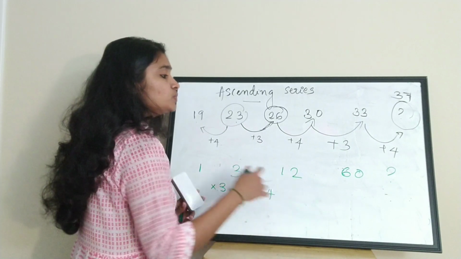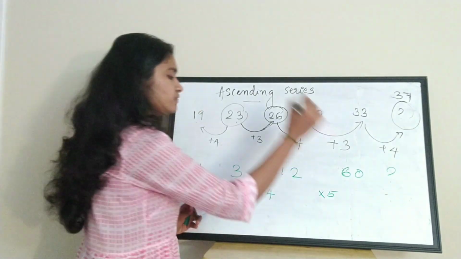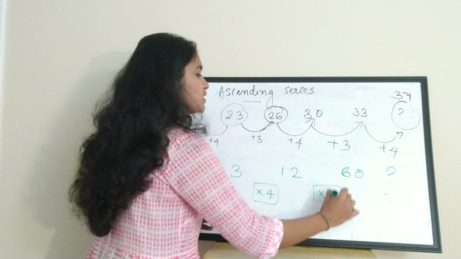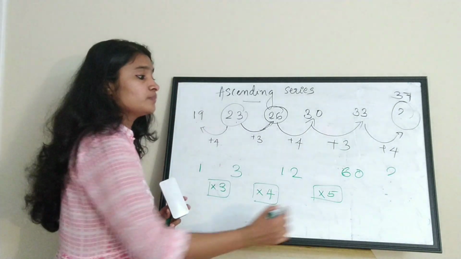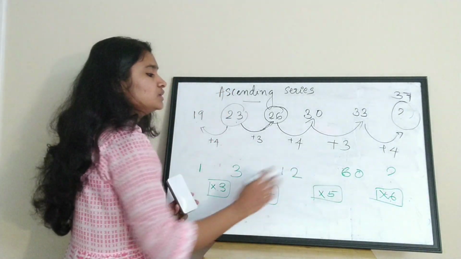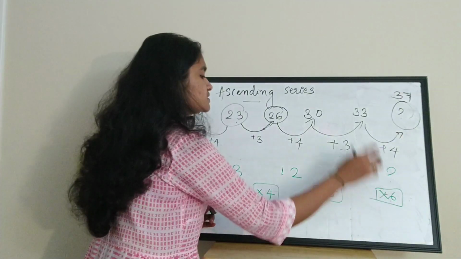12 is multiplied by which number to get 60? It is by 5, right? So into 3, into 4, into 5, and the next will be into 6. So the multiplication numbers are in the correct order of sequence, that is 3, 4, 5 and 6.